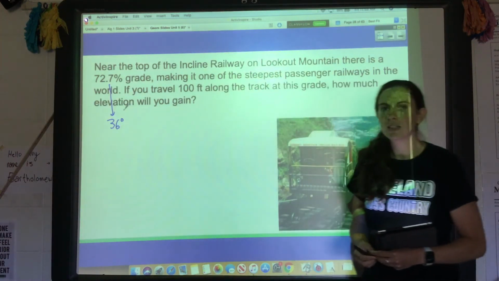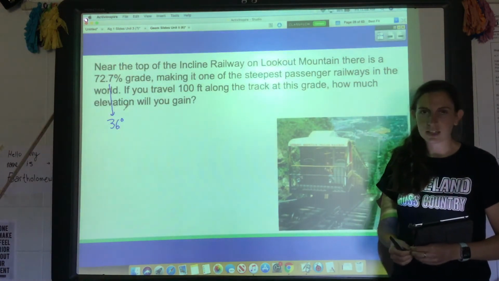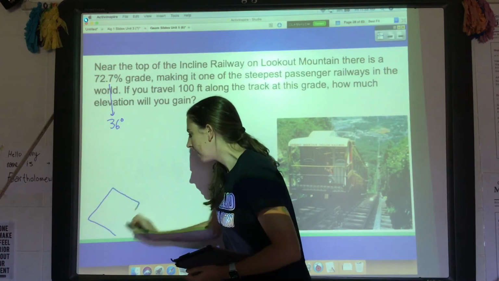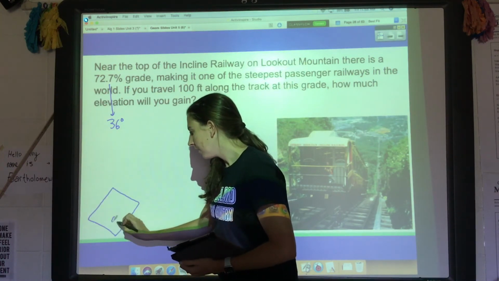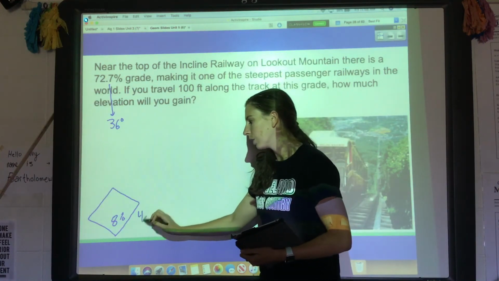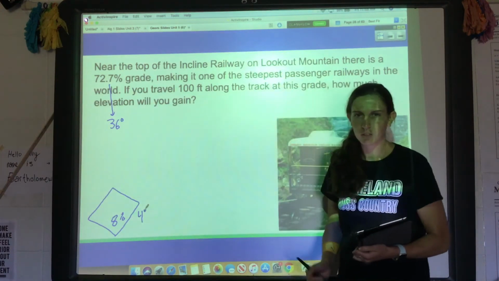So degrees and percent grade, you know, like when you're going on a steep road, there's usually a road sign that says, like, trucks, be careful, this is an 8% grade. That's actually only like 4 degrees. So it's usually about half.